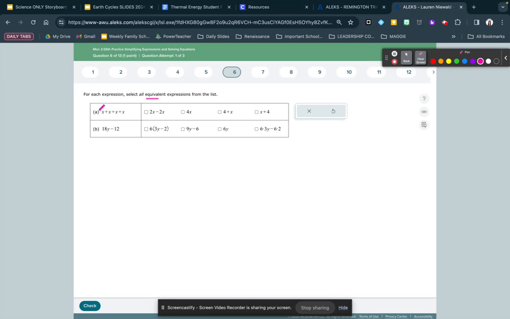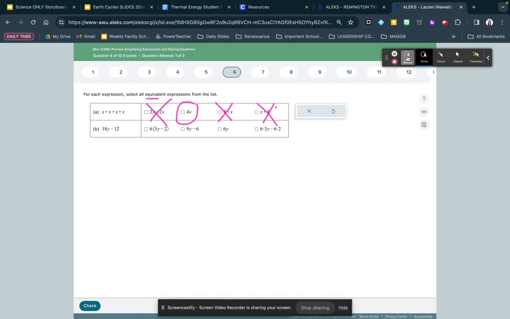So if I go through and I say x plus x plus x plus x, that is 1, 2, 3, 4 x's. It's not 4 plus x. It's I have x 4 times. So that's not true. Same thing here. I'm not adding x and 4, right? I have x 4 times. And then there's no subtraction going on here, so I don't know what that's all about. So that's definitely not one.